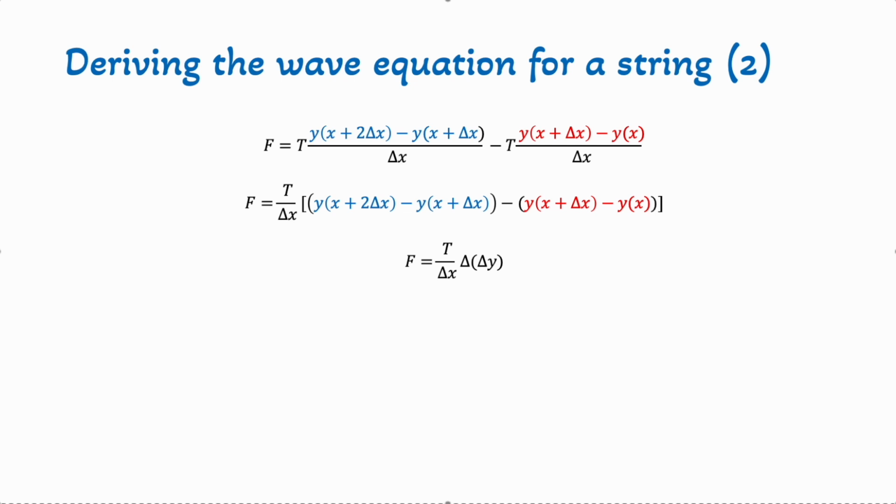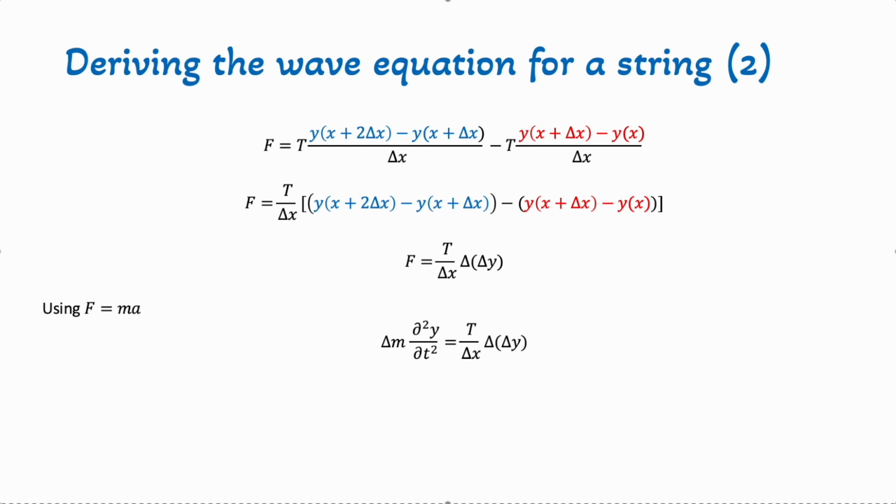Now I'm going to apply F equals ma. So I'm going to make that equal to the mass of my red dot, which was delta m, multiplied by the acceleration in the y direction. So the acceleration in the y direction is the second derivative of the y position with time. So that means it's delta m times d2y dt squared is equal to my force. So that's just Newton's second law, F equals ma.